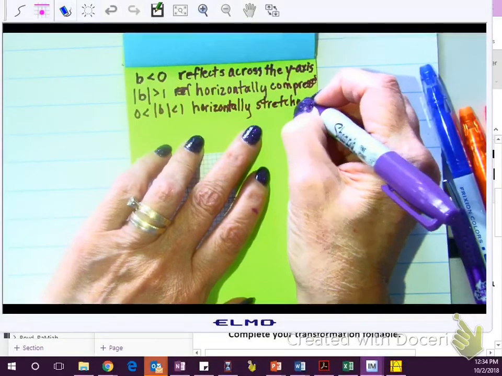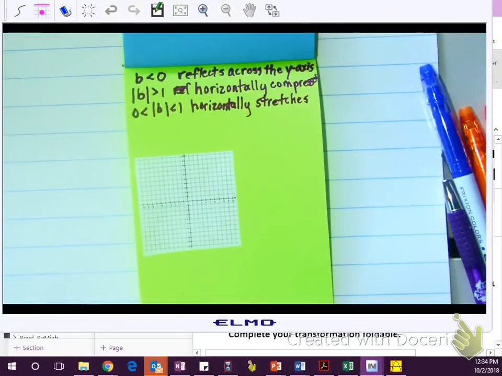Now, notice that this is the opposite to A. When A is bigger than 1, it vertically stretches. But when B is greater than 1, it horizontally compresses. When B is between 0 and 1, it stretches, but when A was between 0 and 1, it compressed. So these are reversed.